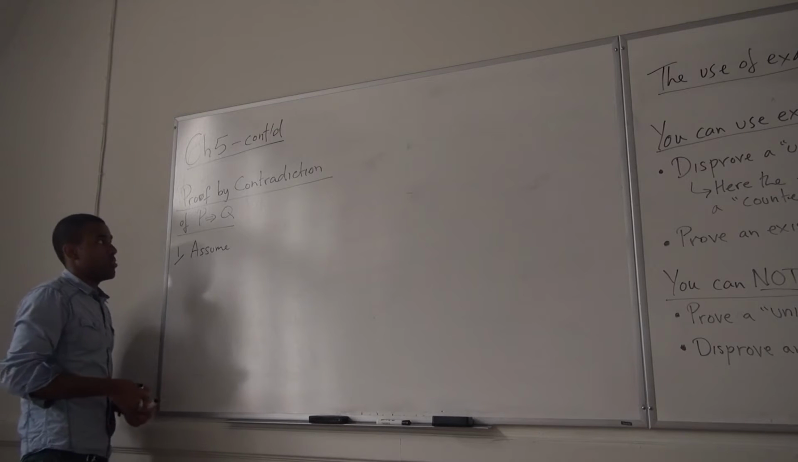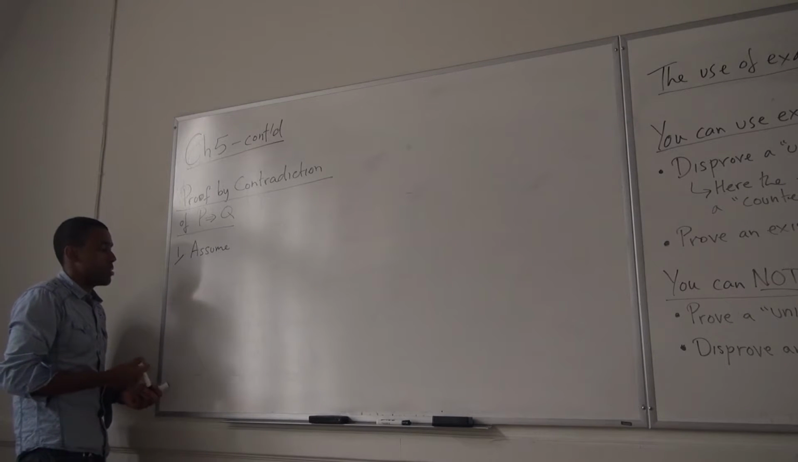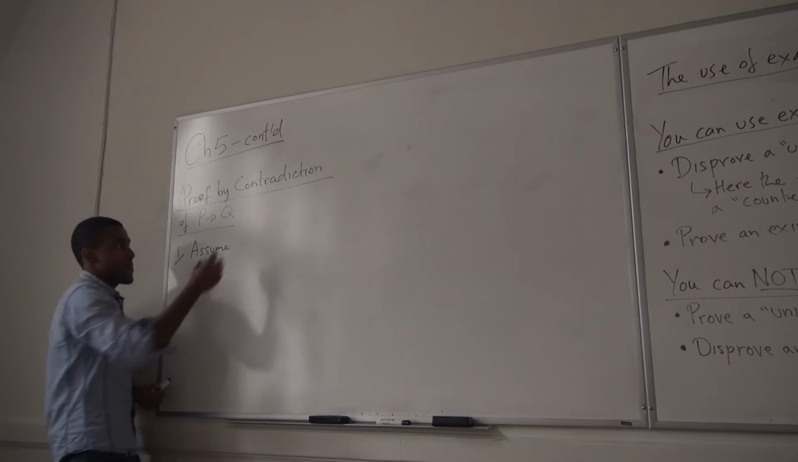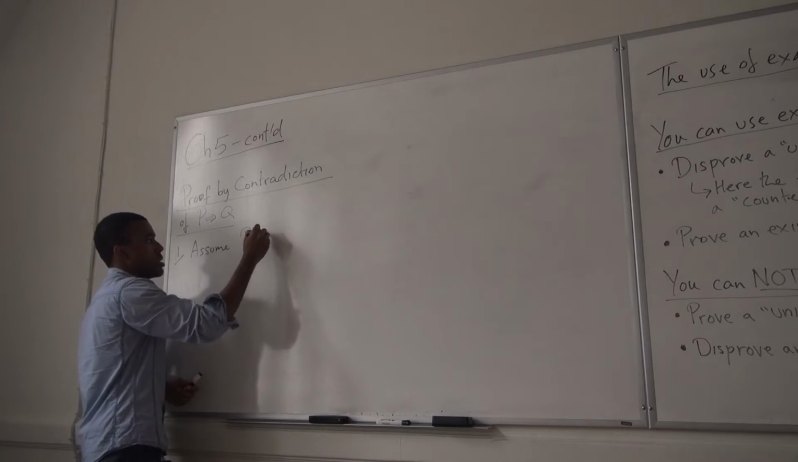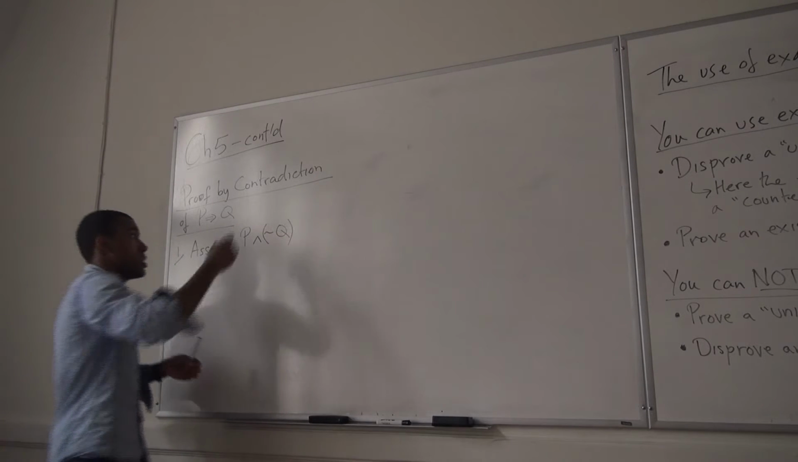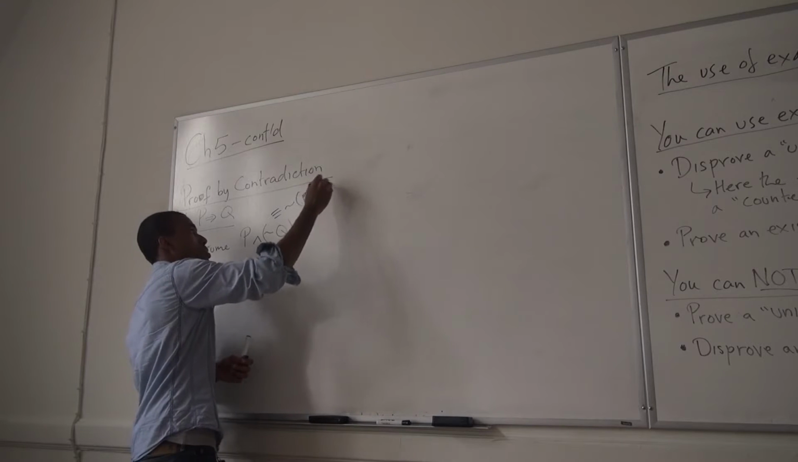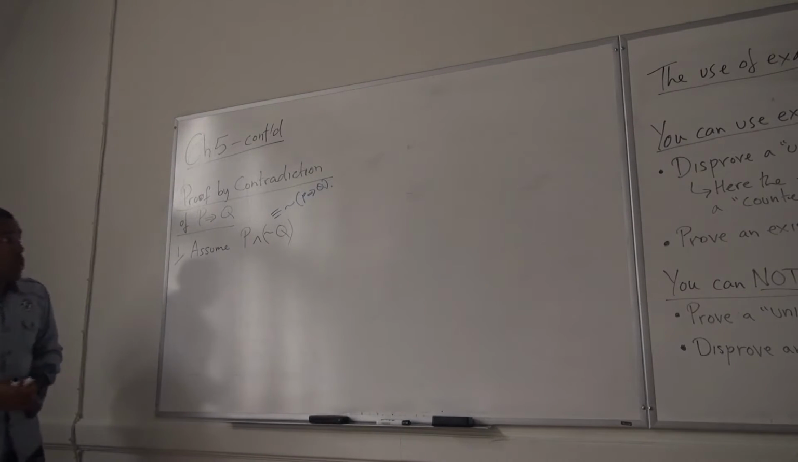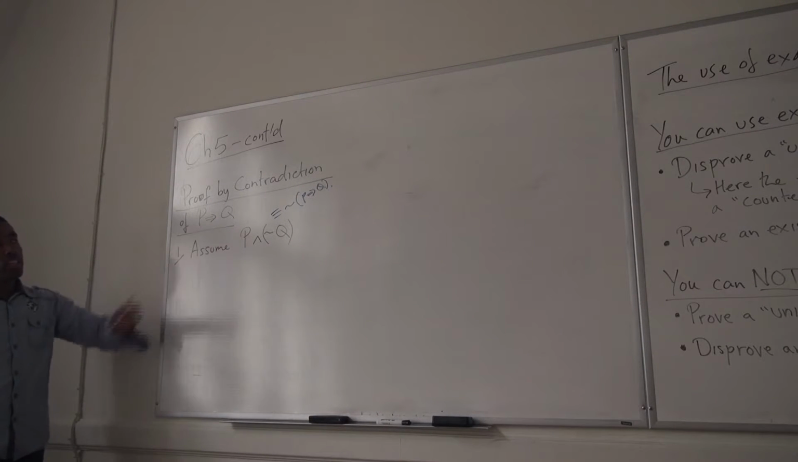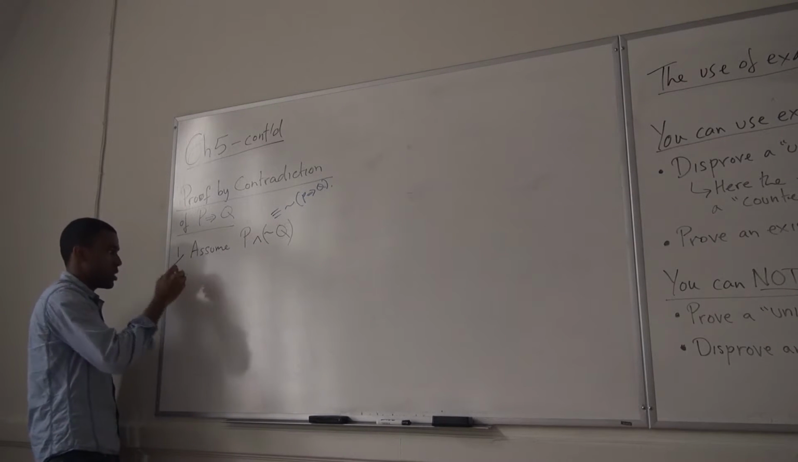Assume the negation of this. So what's the negation of P implies Q? How do you guys do that? P and not Q. Right? So this we know is actually the negation of P implies Q. So what you're going to do is assume the negation is true, and then show that the negation leads to a contradiction.